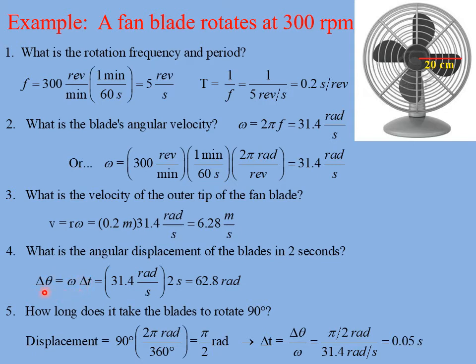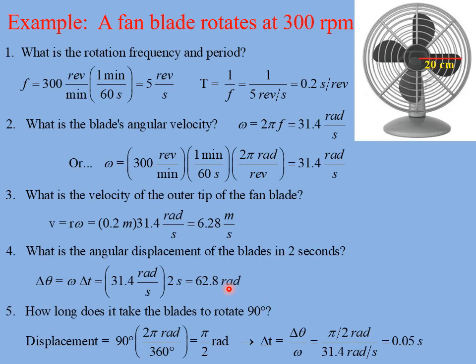So this is the same as saying distance is equal to velocity times time. Now we're talking about not a displacement in distance, but a displacement in radians, in angle. So our answer is 31.4 radians per second multiplied by the time, 2 seconds, and 31.4 times 2 is 62.8. And here the seconds cancel and we're left with radians. That is our angular displacement.